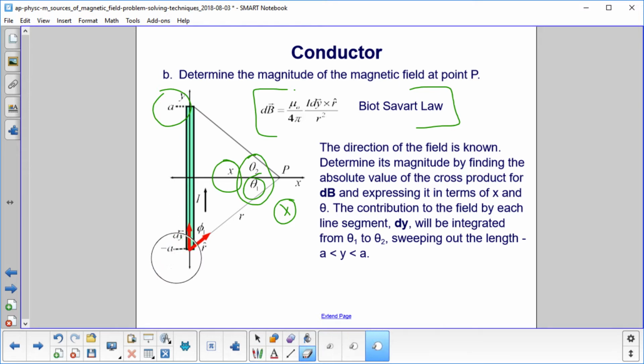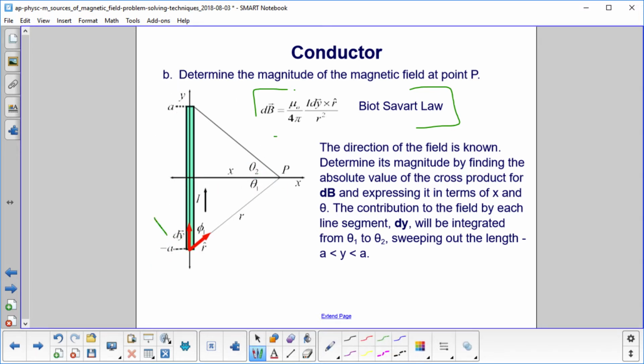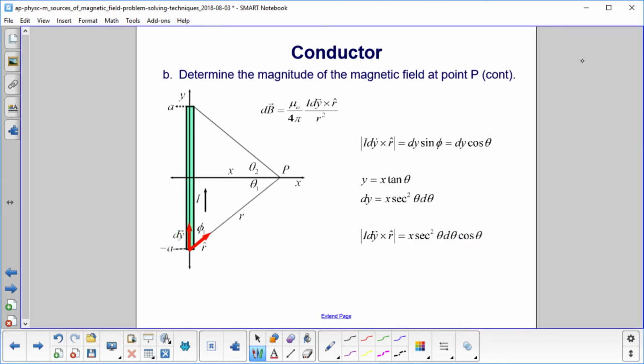You know what, I probably should start erasing already. Okay, so we have dy there. We'll add them all together, and the way we'll do it, we'll sweep out this entire length here by integrating from theta 1 to theta 2. Let's start evaluating Biot-Savart. We'll start with the cross product.